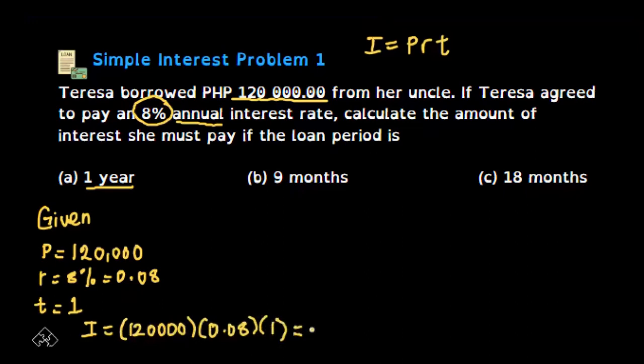Okay? When you calculate these things in your calculator, the interest would be 9,600 pesos. Okay? So, magkano ang interest ni Teresa kapag ka isang taon niyang babayaran yung kanyang hiniram na pera na 120,000? The interest amount would be 9,600. Moving on, let's try this 9 months, no?